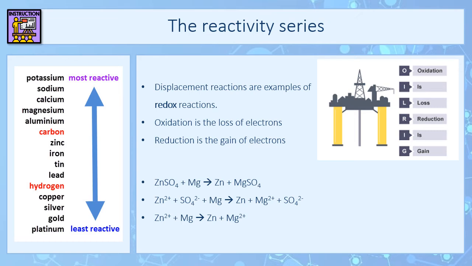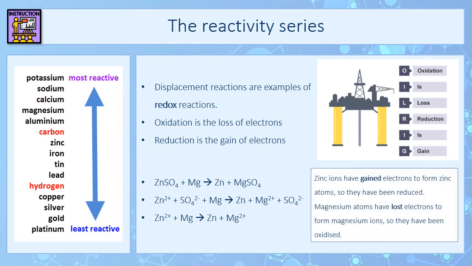Zn2+ ions plus magnesium will form Zn plus magnesium ions. So if I look at what's actually happening here, my zinc ions on the left-hand side of the arrow, the Zn2+, have gained electrons to form zinc atoms in this reaction. We know that gaining electrons is reduction, so the zinc ions have been reduced.